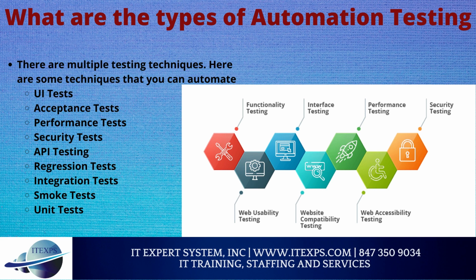Regression tests. Verify that the new code didn't break any existing functionality. Integration tests. These test how well different software components work with each other. Smoke tests. This is a functional test that determines whether or not a build is stable. It verifies the function of essential features to make sure the program can endure further testing. Unit tests. These are written by software developers and test a unit of code in isolation.